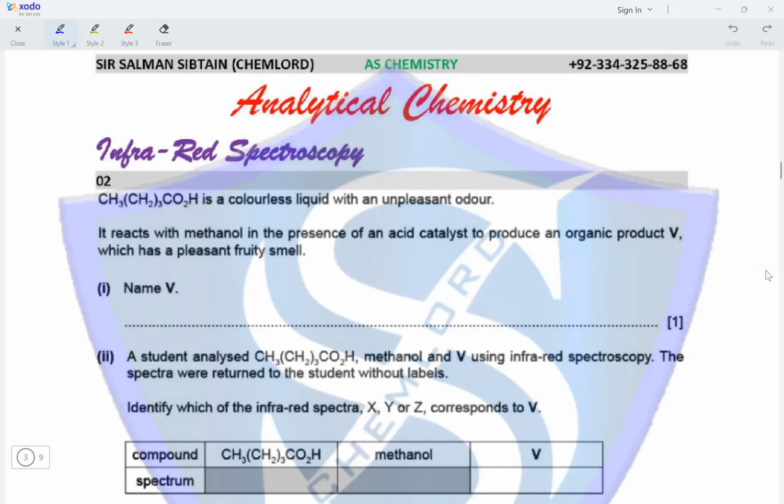Question 2. CH3CH2CH2CH2COOH, this is pentanoic acid, is a colorless liquid with an unpleasant odor. It reacts with methanol in the presence of an acid catalyst to produce an organic product V which has a pleasant fruity smell. So V will be an ester where the methyl group will be attached to the carboxylic group. Name V. So this would be methyl, and it is pentanoic acid, so pentanoate.